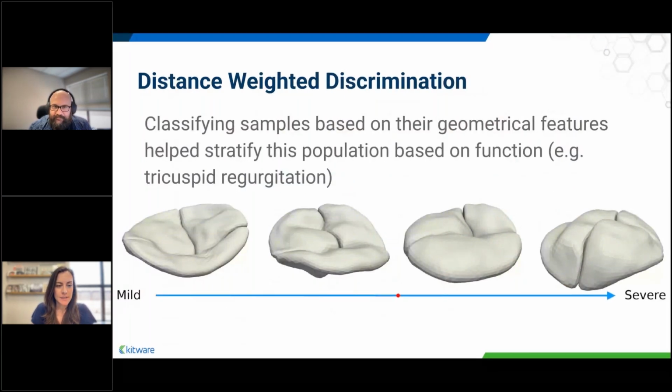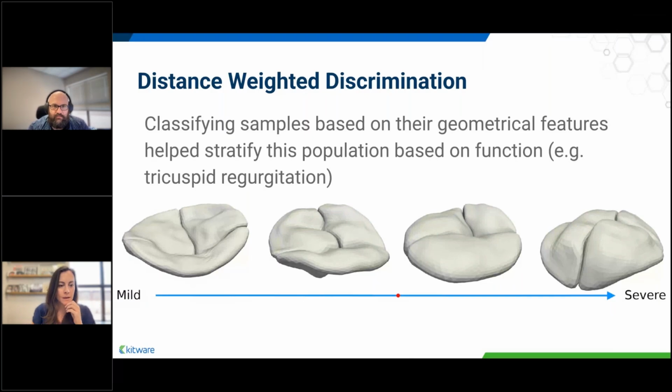Another thing that we did is we followed our PCA analysis with distance weighted discrimination, and we have talked about this. In particular, we were interested to see the geometric features that differentiated between individuals that had good functional data, so mild tricuspid regurgitation, to individuals that had very severe tricuspid regurgitation. And what you see here is, after we found the best separating hyperplane between these two populations, thanks to the DWD, we are able to take the orthogonal direction to basically walk from mild disease to more severe disease.